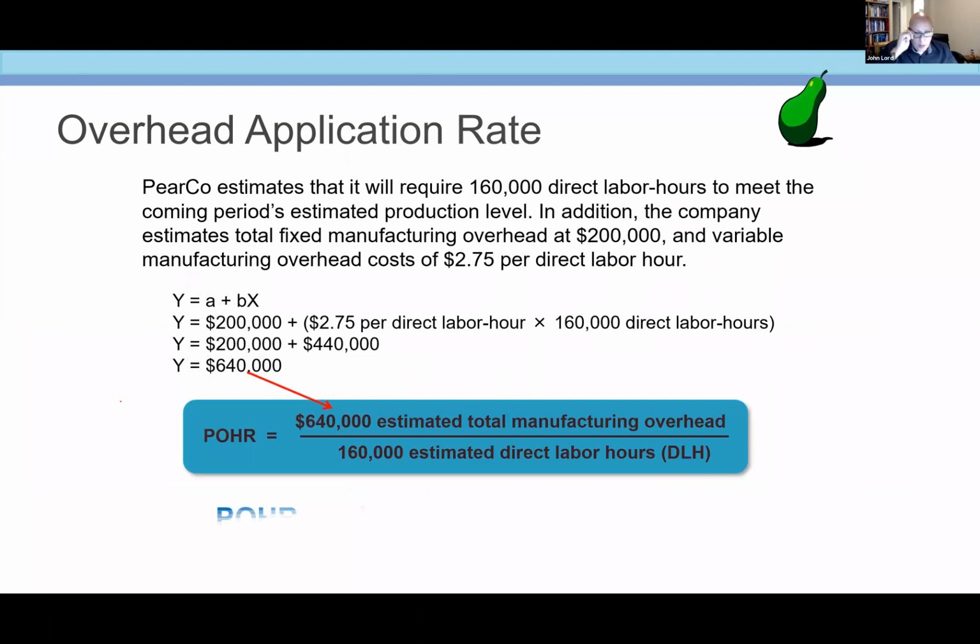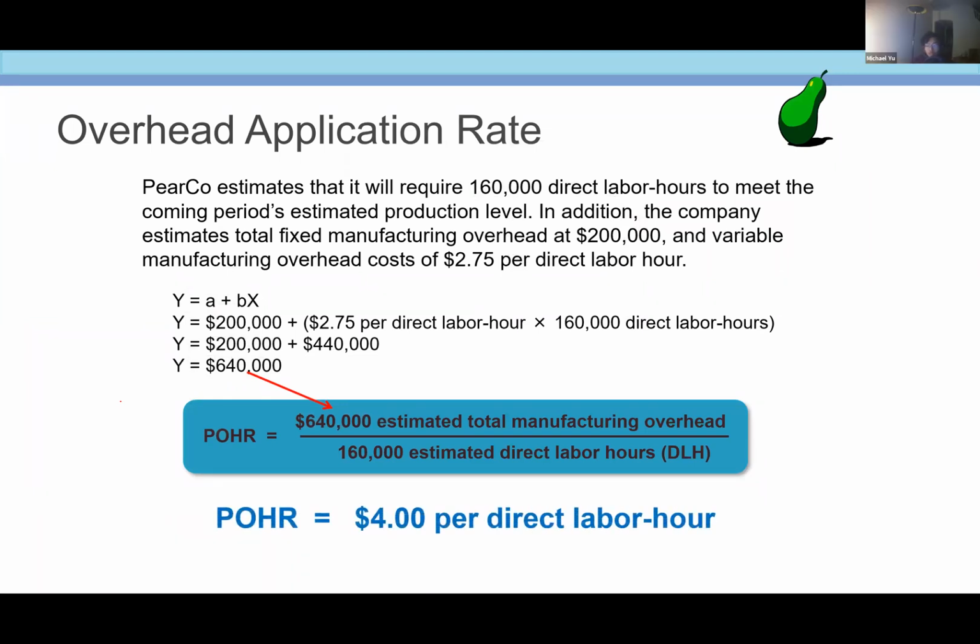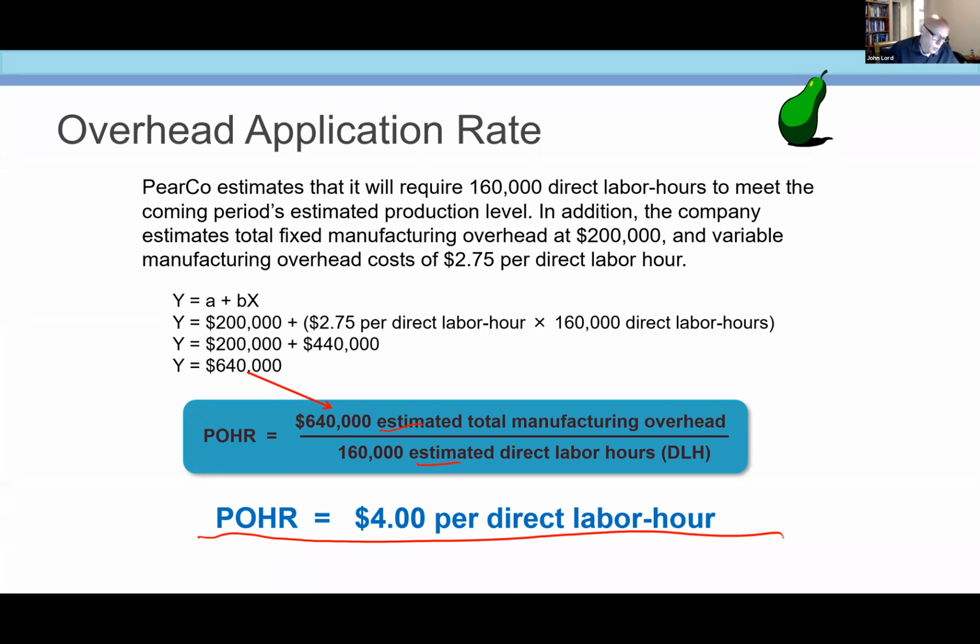Okay, good. All right, so looking back now at another example, they use regression analysis, the high-low method, whatever it was, to determine that their cost at 160,000 direct labor hours would be a total of 640. You divide that by the 160 estimated. These are estimated, right? And that gives you $4 per direct labor hour. Again, they're just doing a little more of what we just did.